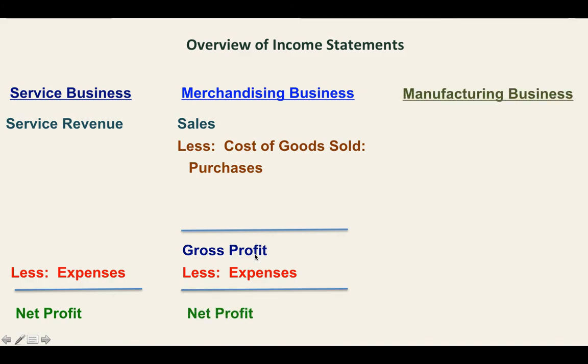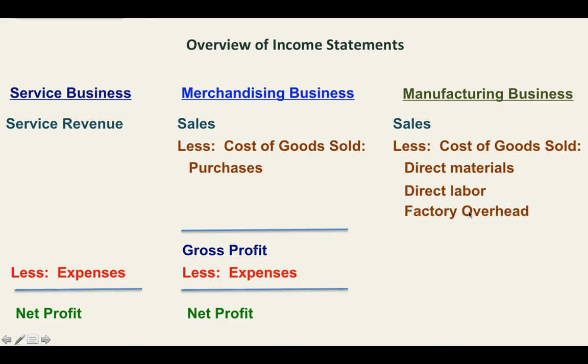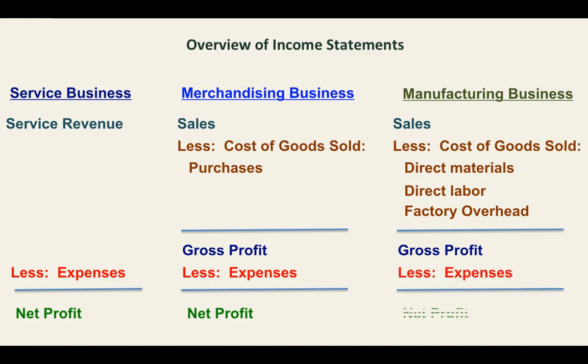And for manufacturing, you have your sales, then less cost of goods sold, and your cost of goods sold will consist of the direct materials, the direct labor plus factory overhead in the production of the units or the product that you are going to sell. That will give you your gross profit, less expenses will give you your net profit. So class, this is just a snapshot of what you have learned from your basic accounting with regards to the preparation of income statement. Okay.